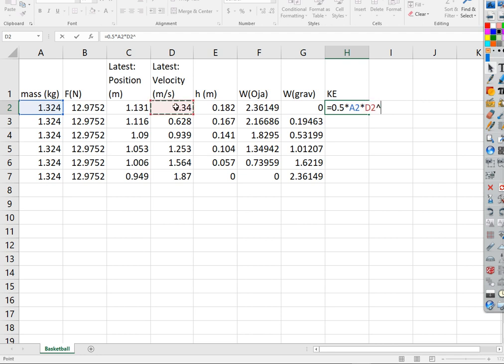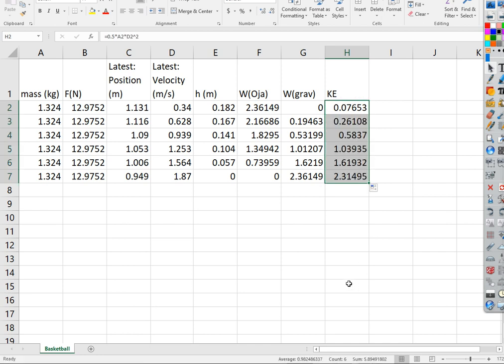I'm using the speed at each instant that we recorded a result, so we're calculating the corresponding kinetic energy. So there's the kinetic energy when the position was a height of 0.182 meters and the speed was 0.34 meters per second. Okay? And so let's just drag that formula down. And those are my kinetic energies. It's increasing. How come?